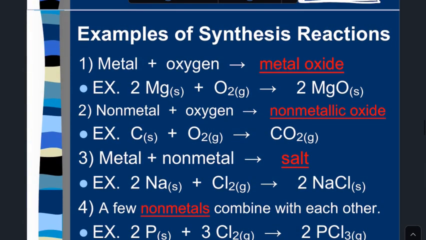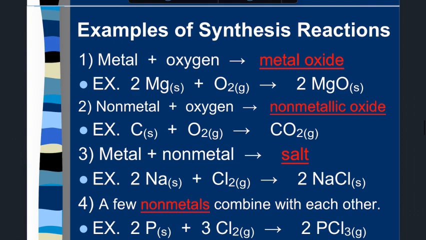Now, for some general examples of a synthesis reaction, you might have a metal reacting with oxygen, producing a metal oxide. That's what we did in our empirical formula lab last week. We reacted magnesium with oxygen in the air, and we produced magnesium oxide. You could substitute any metal, so aluminum and oxygen joining together is going to make aluminum oxide. You could also have a nonmetal joining with oxygen, which would form a nonmetallic oxide, like carbon reacting with oxygen to make carbon dioxide.